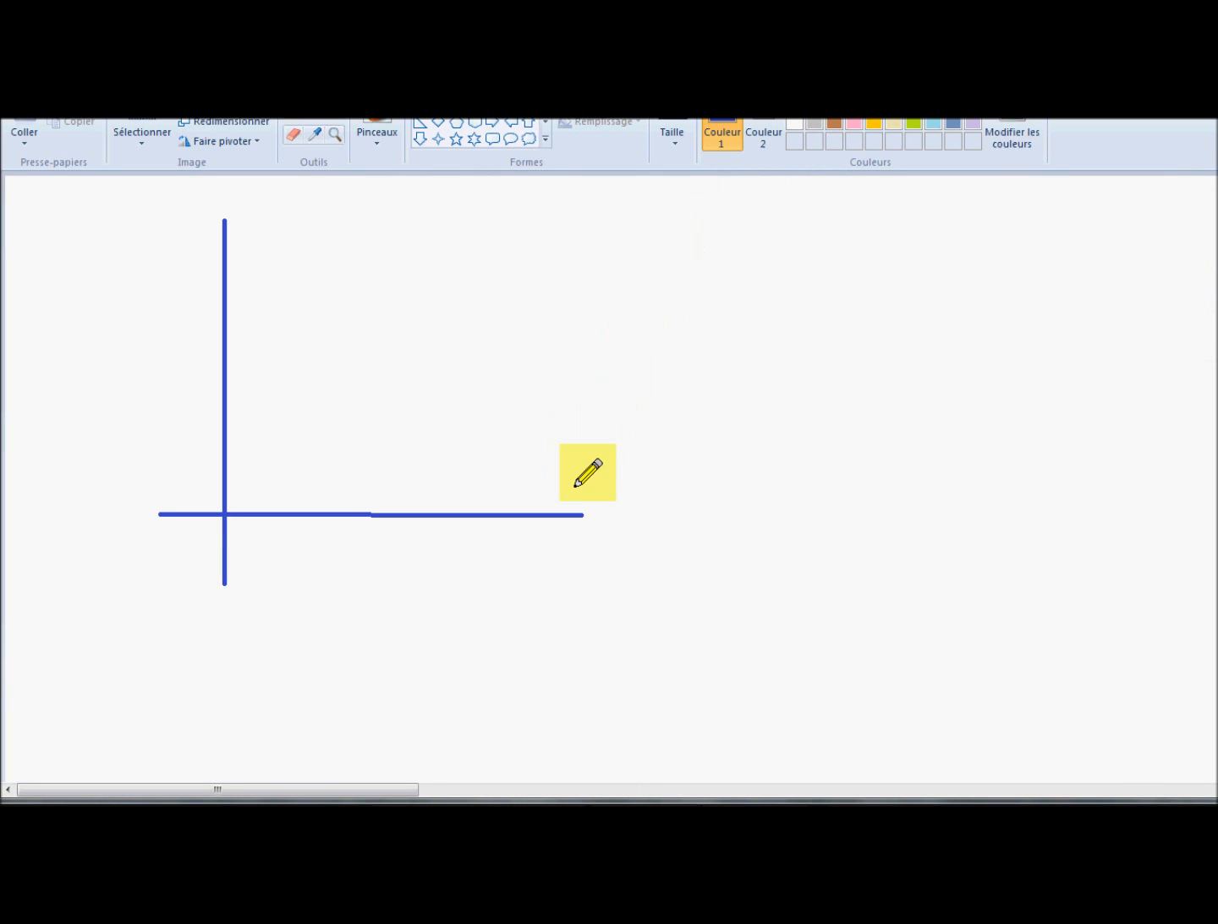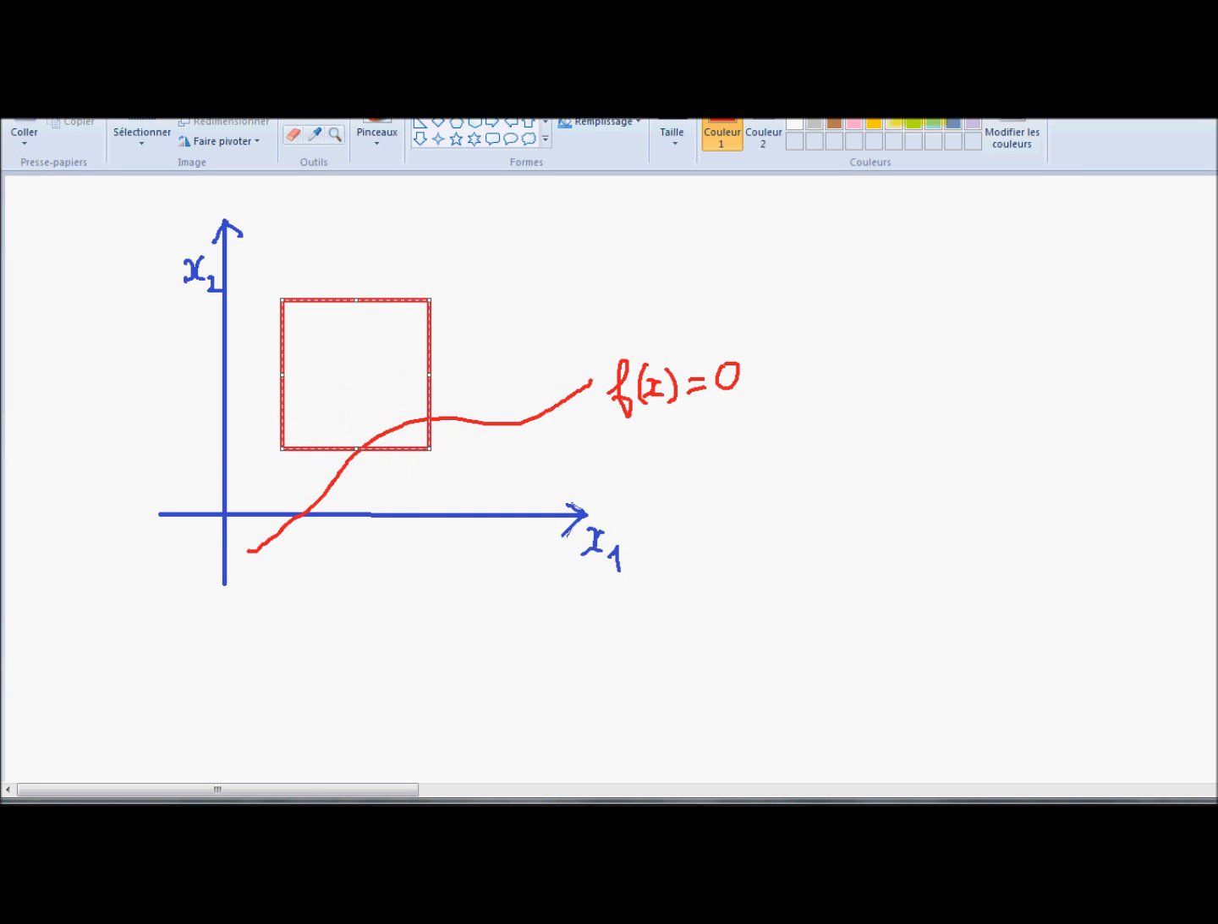Consider R2. Here you have x1, there you have x2, and we consider a set. It can be a set or an equation. For instance, the equation will be f of x equals 0, but it can be any other set. Consider now a box. I represent here a box, and I draw it green.